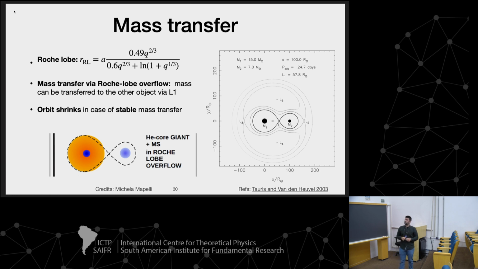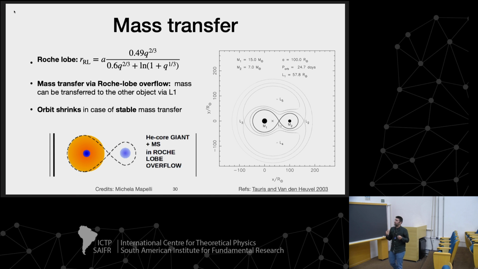So, mass transfer due to Roche-Lobe overflow. The first thing that we need to define is this Roche-Lobe. On the plot that you see on the right, you have a depiction of the Roche-Lobe. You are looking at the binary system from the top. The thick line here is the Roche-Lobe, which is the definition of the equipotential. I put there the equation that defines the Roche-Lobe, and you see that it depends on the separation of the two stars and on the mass ratio.